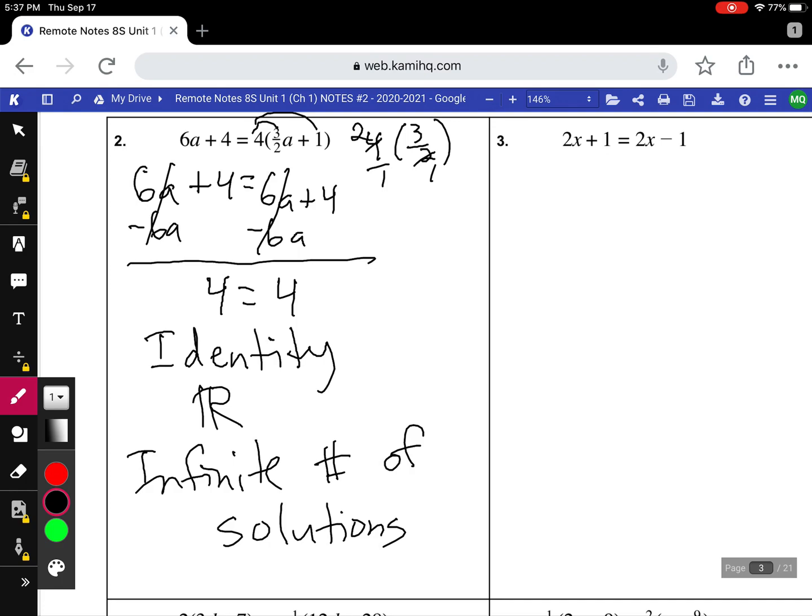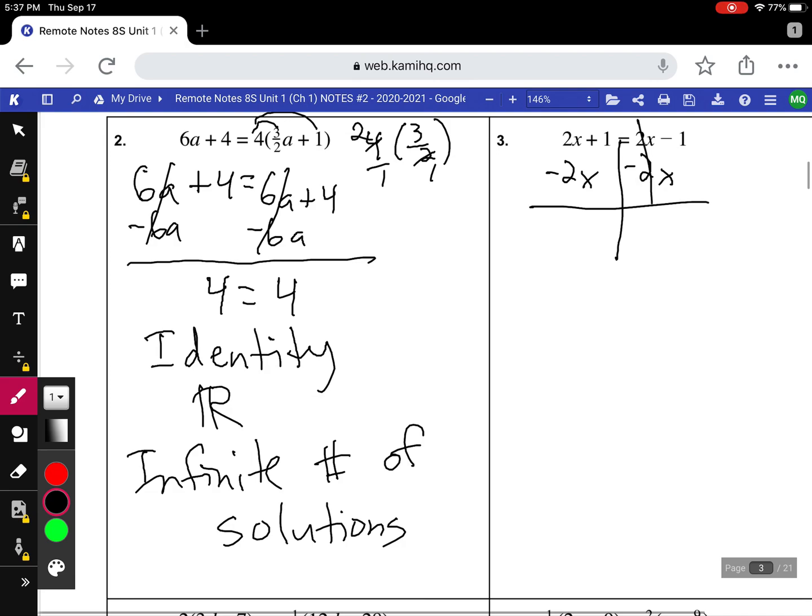Okay, let's look at another example here. Number 3, 2x plus 1 equals 2x minus 1. I'm just going to go ahead and solve. I subtract 2x from both sides. And look what happens. Those cancel. I'm left with 1 equals 1. And like I said in the previous slide, we never leave it that way. We actually show that 1 does not, in fact, equal 1. And we can go ahead and use our shortcut now. That means no real solution.